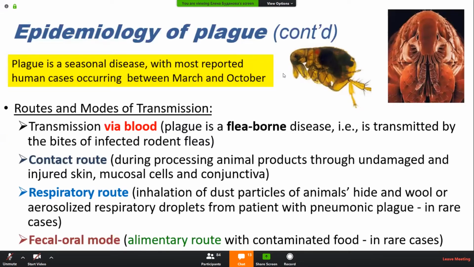Then bacterium can also be shed via contact route during processing of animal products through even undamaged or injured skin and mucosal cells.